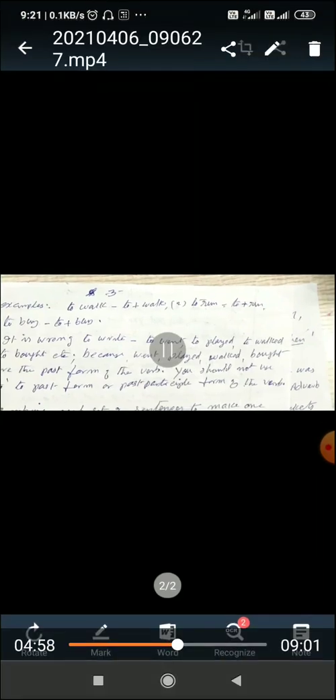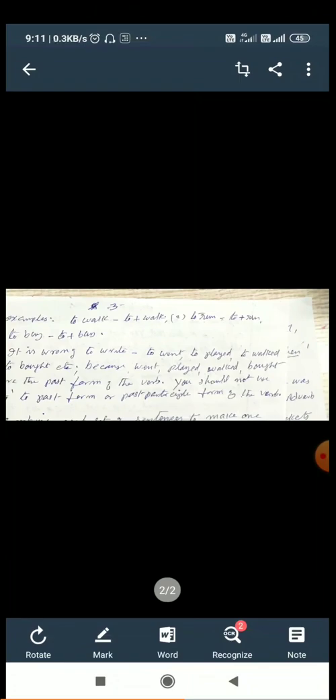So you should not use the past form or past participle form of the verb to make infinitive. To went wrong, to bought wrong, to wrote wrong, to played wrong, because it is past tense. Correct? To go, to play, to buy, to run, etc. So this is about the infinitives.